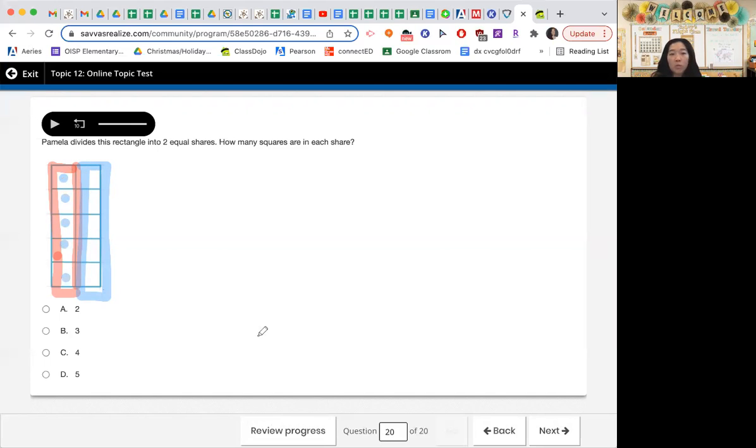5. How many pieces of chocolate are we each getting to eat? 5. 1, 2, 3, 4, 5.